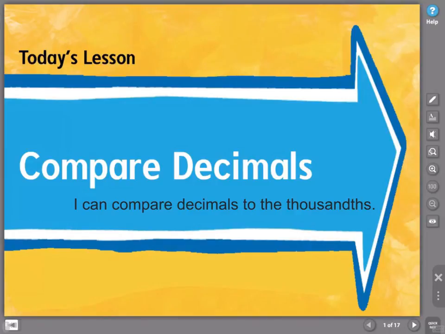Our lesson today was on comparing decimals. Our I can statement is: I can compare decimals to the thousandths.